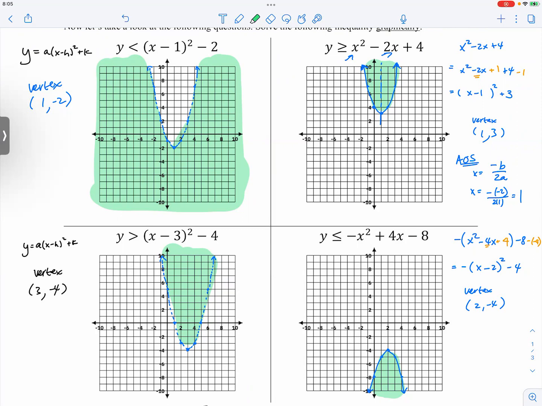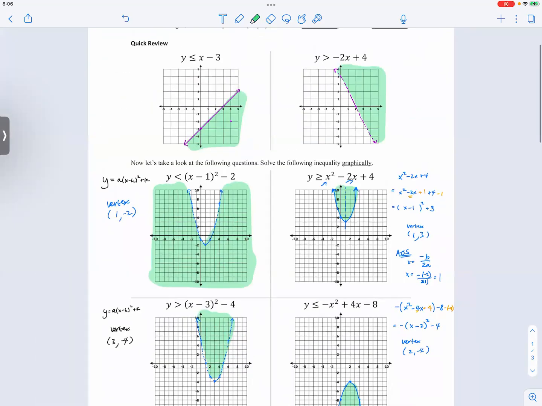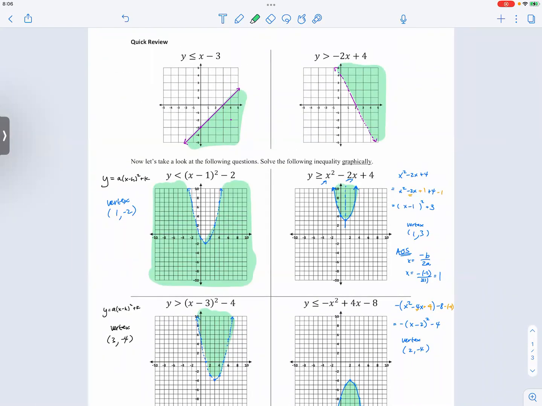Okay, and if it's not in vertex form, I would strongly recommend that you get the vertex form so that you can actually make the graph a lot easier. And again, the idea is the same, and we will use the same idea about inequality for the future topics as well.